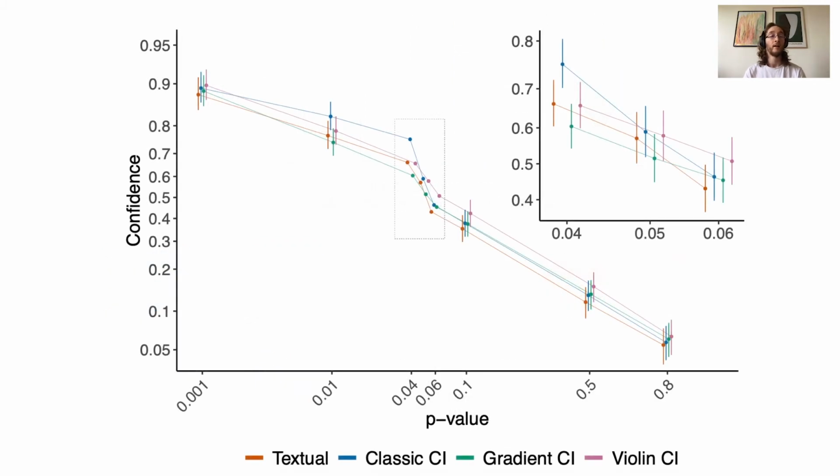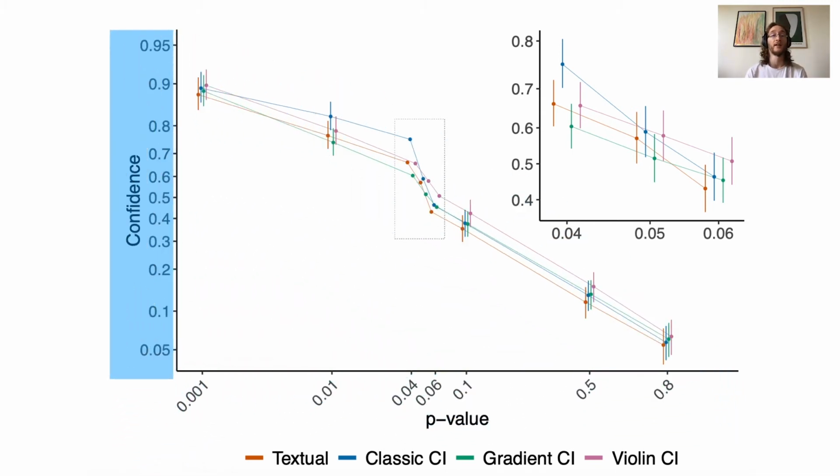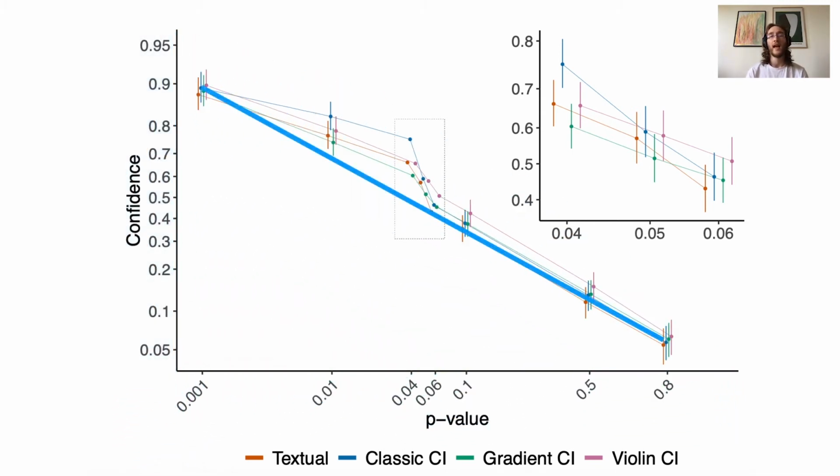And here are our results. So we mapped the different p-values that the participants saw on the x-axis and the confidence level on the y-axis. And if there was no clear effect at all, we would expect to see a straight line showing a linear correlation between the p-value and the confidence in the results. But we clearly see here that it's not the case.